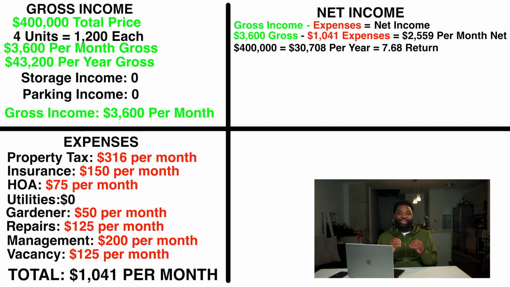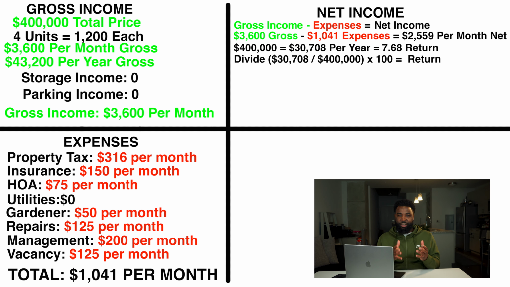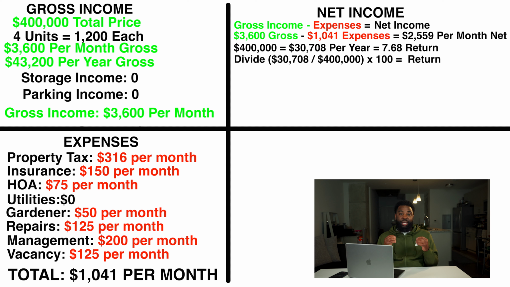We will divide the net income by the total cost, and then we will multiply that by 100. So if you're looking at the numbers, it would actually be $30,708 divided by the total cost, which was $400,000 to purchase the property. That would give you a return on investment of around 8%. Which is not bad. And that would also be considered the cap rate.